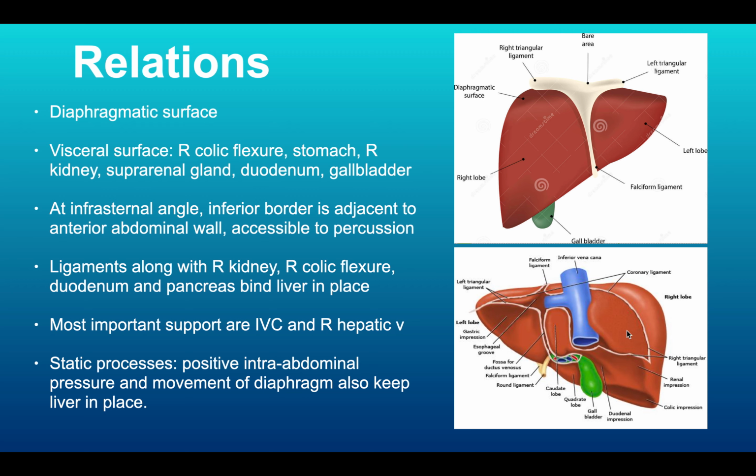So here's the right triangular ligament. This is the posterior view of the liver. Here is the inferior vena cava, gallbladder right here. Right triangular ligament, coronary ligament, falciform reaches forward here, and the left triangular ligament. So this will bind to the stomach and the pancreas in the back.